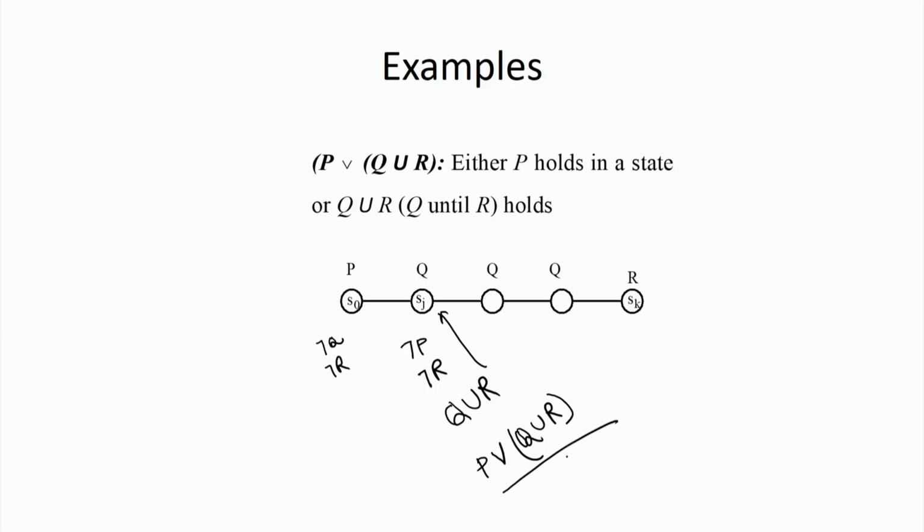Similarly, you can say that in these two states also P or q until r is true. What will happen to this particular state S k? Now, P is false. Now, we have to see what the other component, q until r, is.